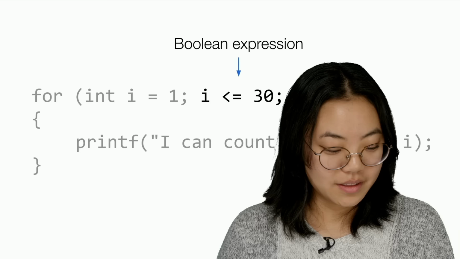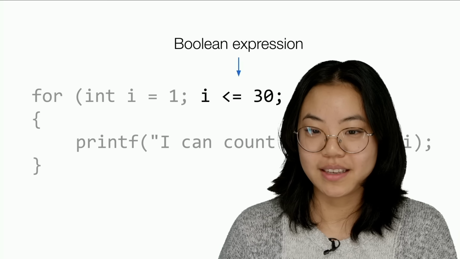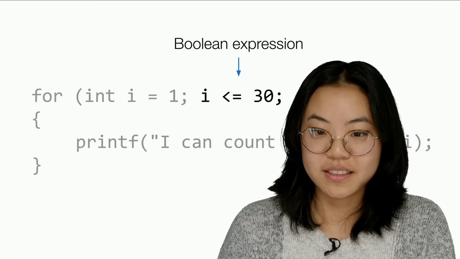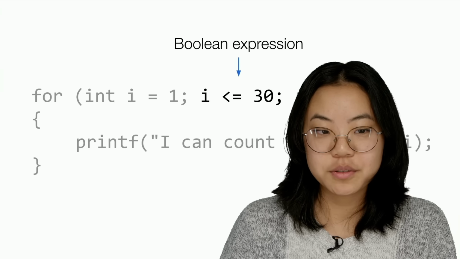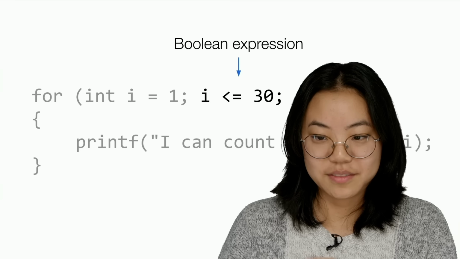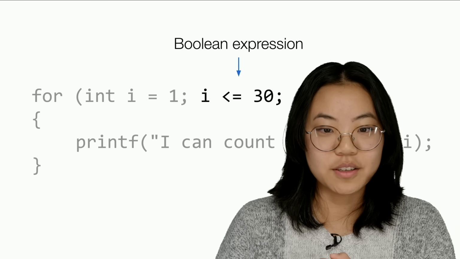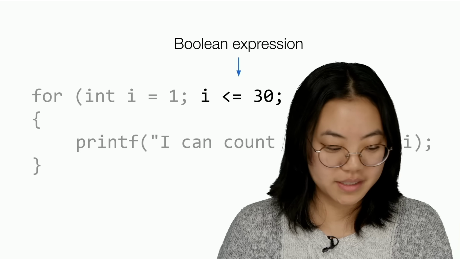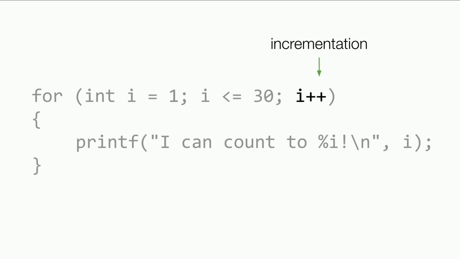Then we have another Boolean expression like we saw in the conditionals. And this is specifying when I am going to repeat until. So as long as this expression is true, I should run the code that's within this for loop. So as long as i is less than or equal to 30, then this printf will print. Then we also have the incrementing step. This means that every time I run the code that's within these curly braces, the i variable is going to increment by 1.